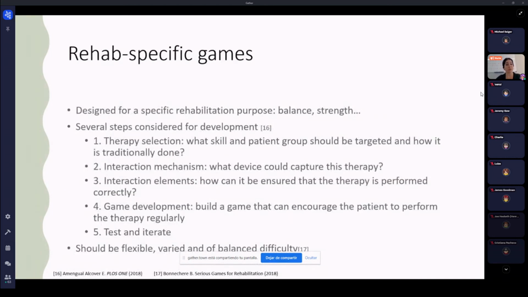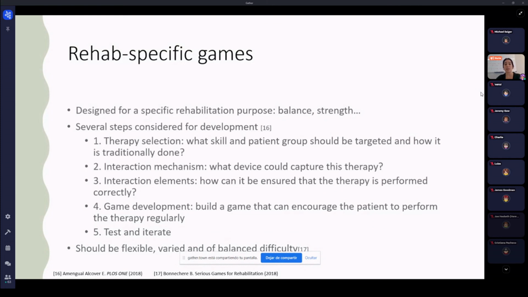So rehab-specific games are, however, designed for specific rehabilitation purposes. So for specifically training balance or for specifically training strength. And usually when developing them, there are several steps involved in a loop in which usually a therapist is present. So the first step is the therapy selection. So what skill do I want to be training? What patient group should be targeted? And how is this traditionally done in a clinic?